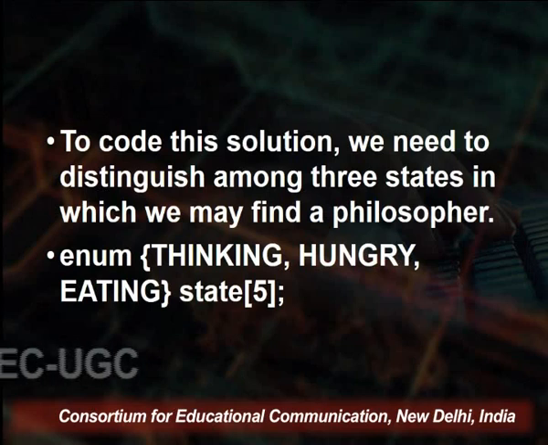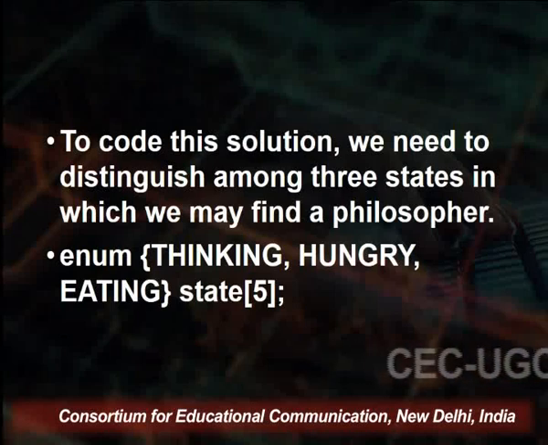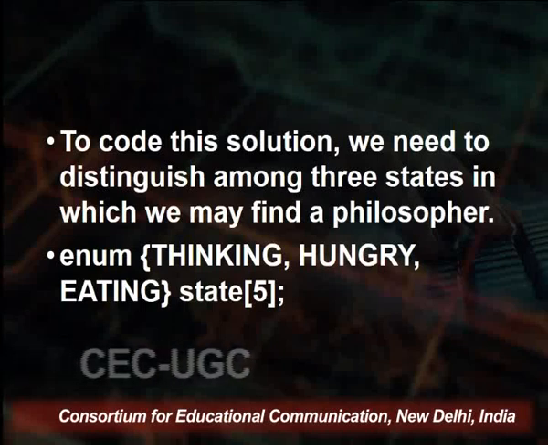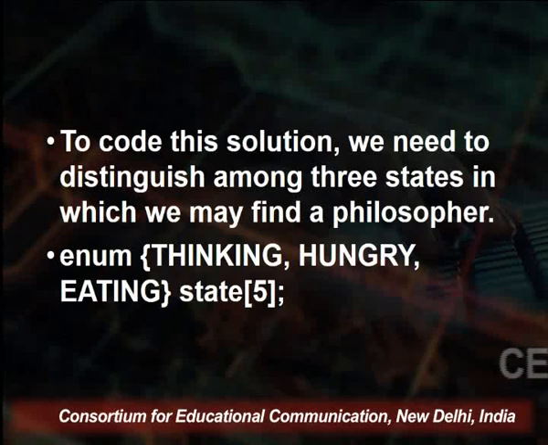So, in order to distinguish among these three states and to have this implementation with the monitors, we can have these three states, thinking, hungry and eating, in the form of an enumerated variable, as we do when we code an enum: thinking, hungry, eating. These three states are kept in an array of state, and as we have 5 philosophers in our problem, the array is of 5 elements.